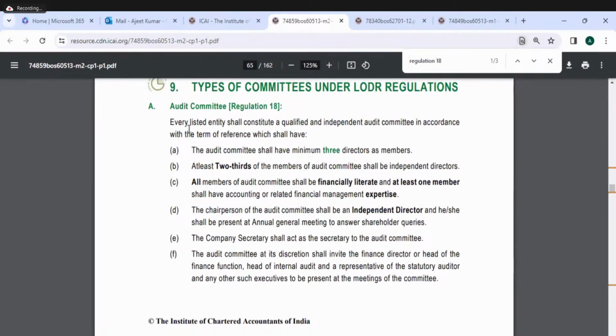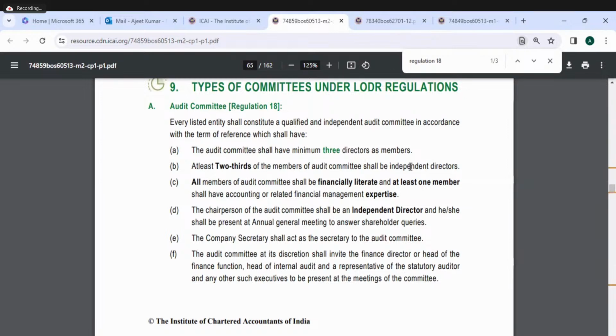Every listed entity shall constitute a qualified and independent audit committee in accordance with the terms of reference, which shall have what? The audit committee shall have minimum 3 directors as members. In my question, even if one director leaves, I still have 3 directors. Now, so it's done. At least 2/3 of the members of the audit committee shall be independent directors.